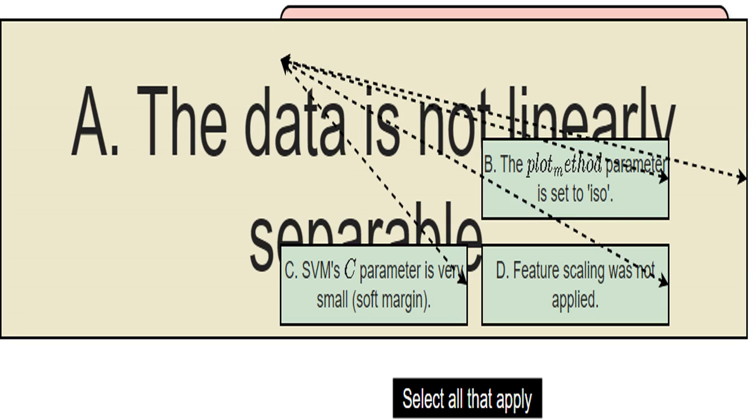A small C means you're prioritizing fewer errors, even if it means a smaller margin. This can lead to a decision boundary that bends to accommodate outliers or misclassified points, making it seem nonlinear. Think of it like this: you're willing to bend the rules a little to get the best fit possible, even if it means the straight line isn't the perfect separator anymore.